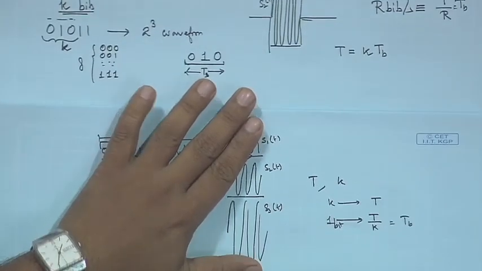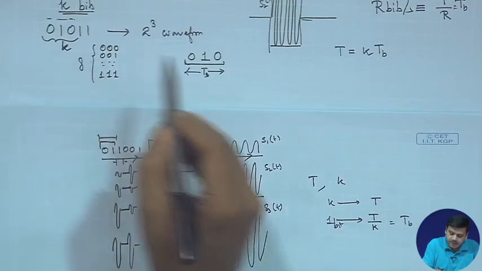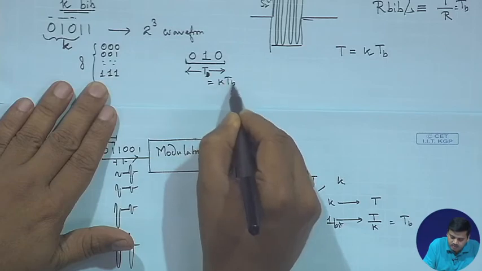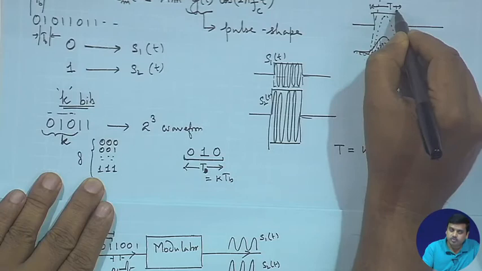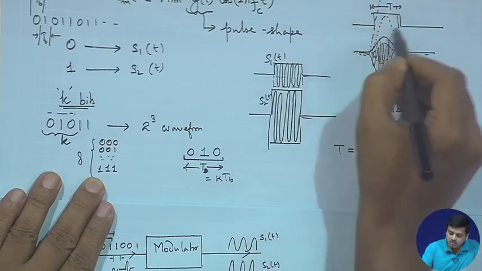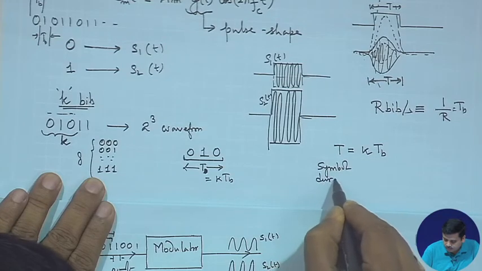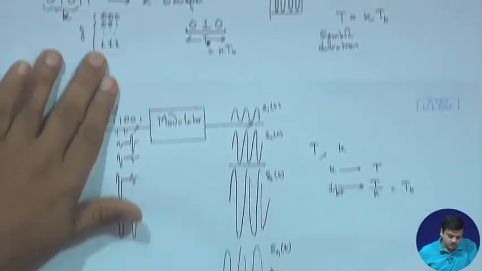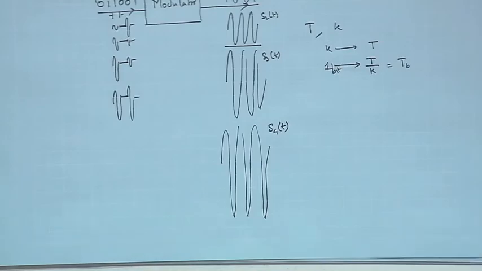So, what we effectively mean is that if there are k bits, then your symbol duration T should be equal to k times TB. That means this pulse duration should be equal to k times TB. This is also known as the symbol duration, and these are your effective symbols. These are some of the essential things that we should remember whenever we are studying a modulation process.